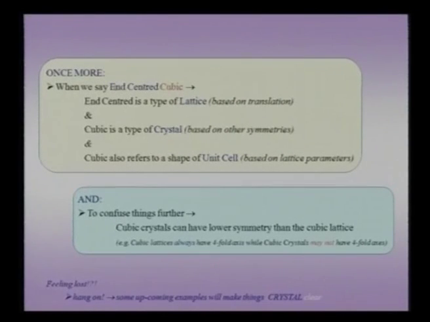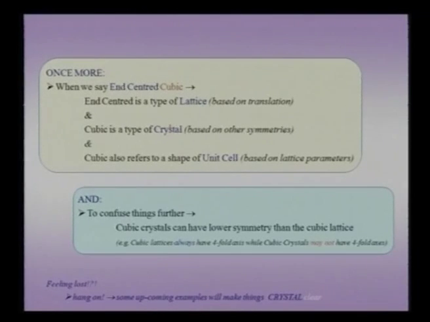When we use the word end centered cubic, end centered is a type of lattice which is based on translation. Cubic is a type of crystal based on other symmetries. Cubic also refers to the shape of the unit cell, which is based on lattice parameters. So, here is the reason for confusion, because now we have 3 concepts, one based on translation, one based on symmetries, one based on choice of lattice parameters, all coming together in a single phrase, end centered cubic. And to note, the word cubic has been used in 2 contexts, one to refer to a crystal, one to the choice of the unit cell.